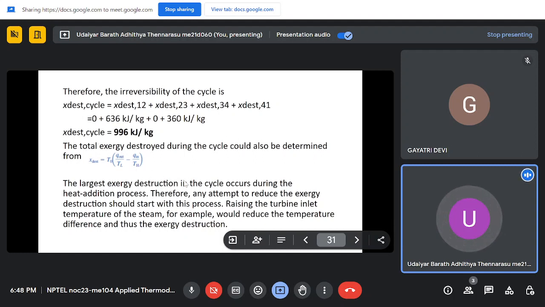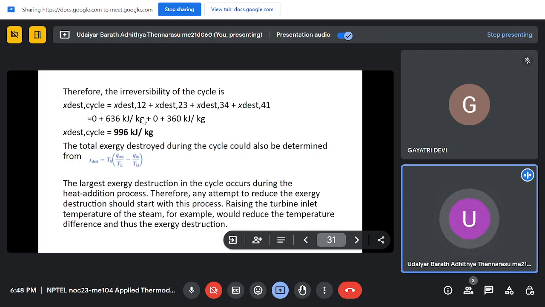In this case, if you see, the largest exergy destroyed occurs because of the heat addition process. It's 636 compared to 360. This is a higher value, so this boiler is contributing a higher heat exergy destruction. So if you reduce this exergy, you can make the system more efficient.